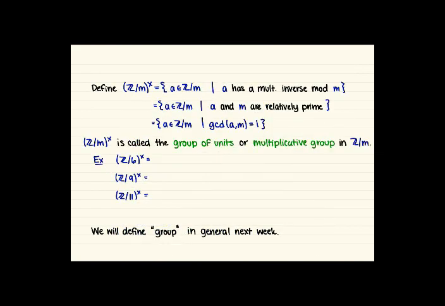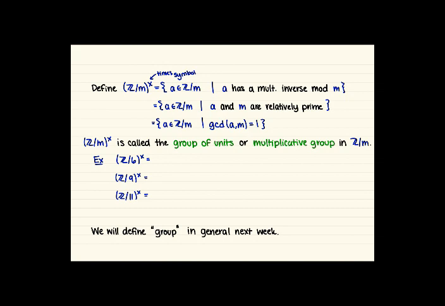All right, so we talked about Z mod m being the integers modulo m, and now we define Z mod m cross, with a little times symbol up there. This is the set of a in Z mod m such that a has a multiplicative inverse mod m.